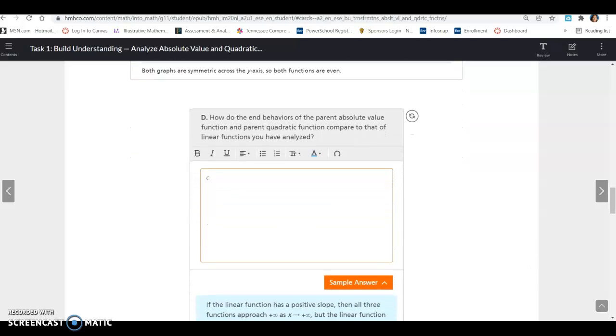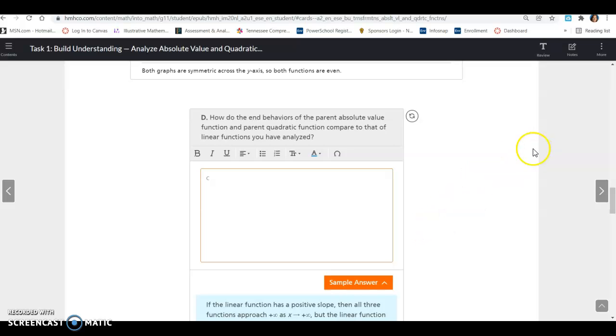All right, how does the end behavior of the parent absolute value function and the parent quadratic function compare to that of linear functions? All right, so remember a linear function is just a line, so it goes down on one side and up on the other side. Both of these go up, so one's a V-shape and one's a quadratic, a curve, or a U-shaped graph, but both of the end behaviors go up or both go down.